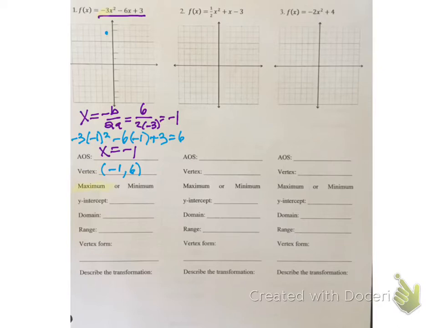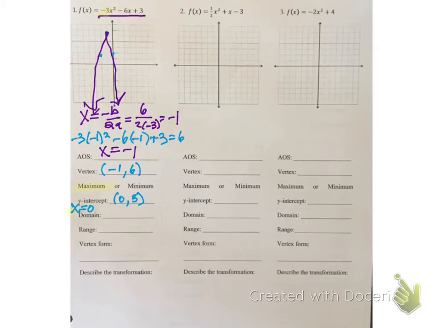Okay, the next thing is y-intercept. That is when you plug in x equals 0, and that works for every type of form. So when x is 0, I would get a positive 3. So my y-intercept is at 0, 3. I can go ahead and plot that as well, and reflect that across the axis of symmetry. Then I'm going to go ahead and connect the dots as best I can. There we go.